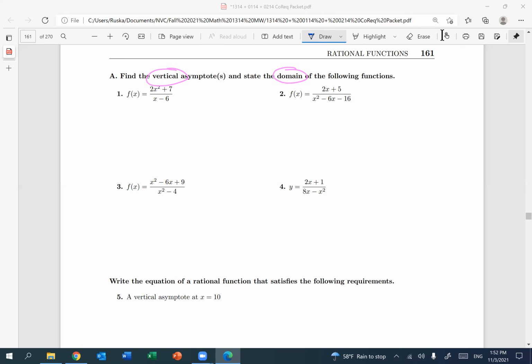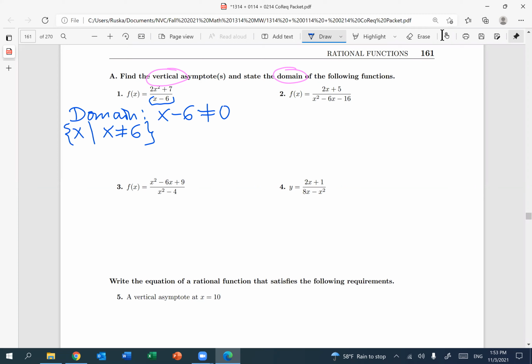So that's where the restrictions come from. When I find the domain, I'm going to start with number 1. For the domain, you're going to take the bottom of the fraction only, which is x minus 6, and you're going to solve it not equal to 0. And how do you solve it? You're adding 6 on both sides, right? So you're going to get the domain is x not equal to 6. One way to write the domain is with set builder notation: x such that x is not equal to 6. This is called set builder notation.